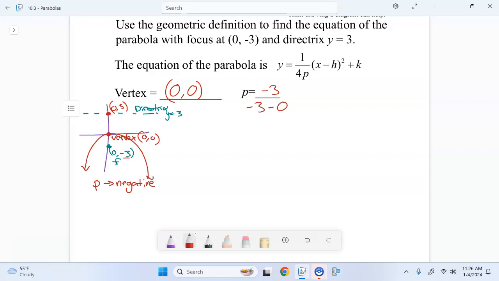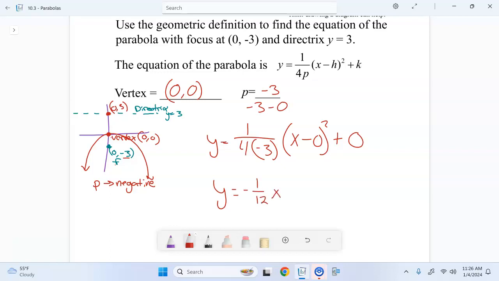We've got all of the information we need. We got our vertex and we got our p-value. So we plug it in. Y equals 1 over 4 times -3, x minus 0 squared plus 0. What is this going to simplify? Yep. We don't even need the plus 0. Just x squared. 1/12 x squared.